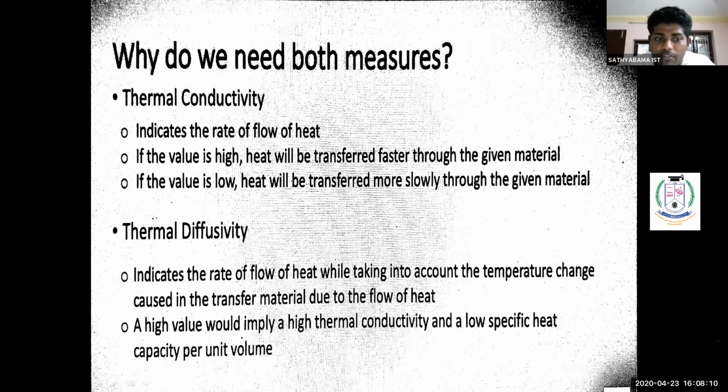And thermal diffusivity indicates the rate of flow of heat while taking into account the temperature change caused in the material due to the flow of heat. Thermal conductivity only indicates the rate of flow, but thermal diffusivity indicates the rate of flow of heat while taking the temperature change into account. A high value implies a high thermal conductivity and a low specific heat capacity per unit volume.